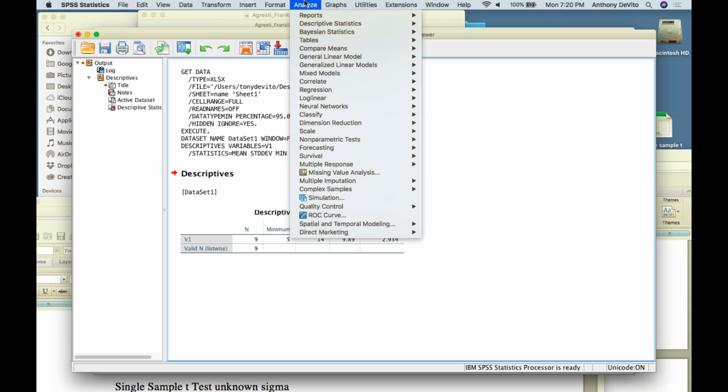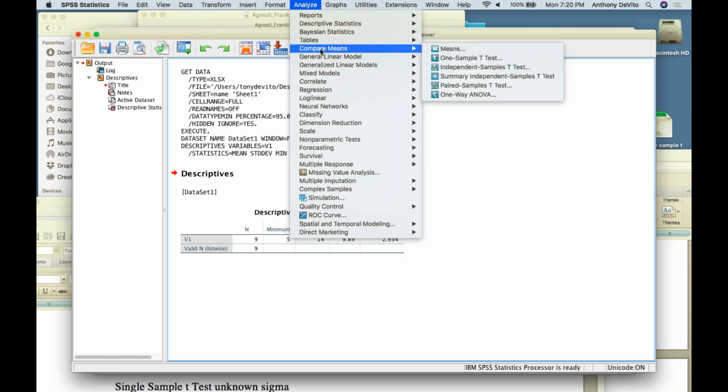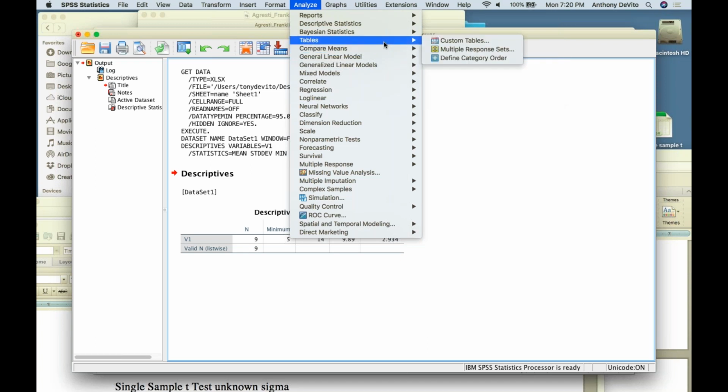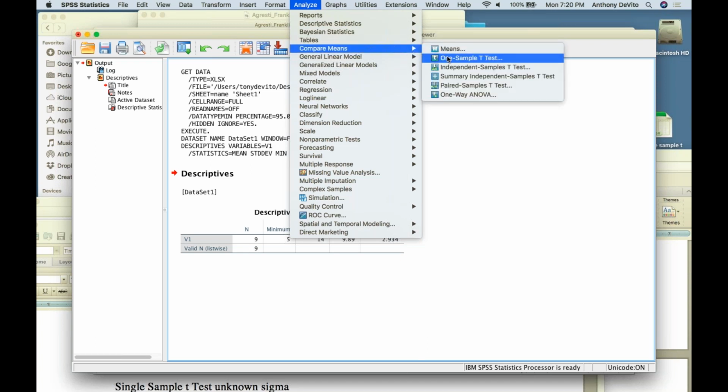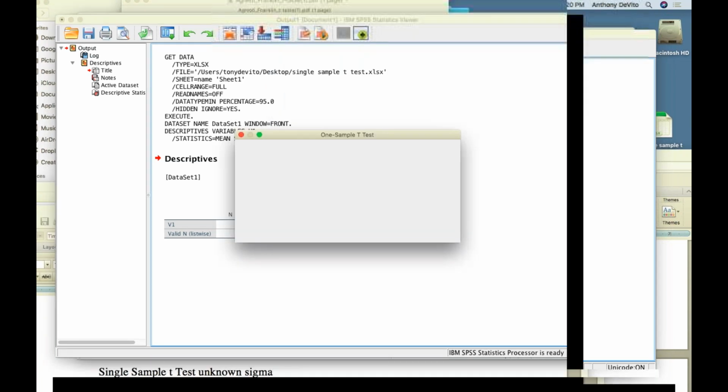So I'm going to go in here. Analyze, compare means. And if you go over to compare means, it says one sample t-test. This is a one sample t-test because we're not comparing two samples. We have one sample and we have a known mean for another population. So we're comparing the results of that sample to a known population. So I'm going to call it a one sample t-test.